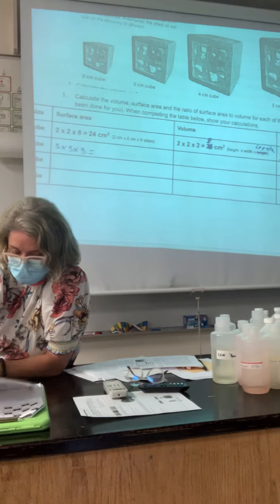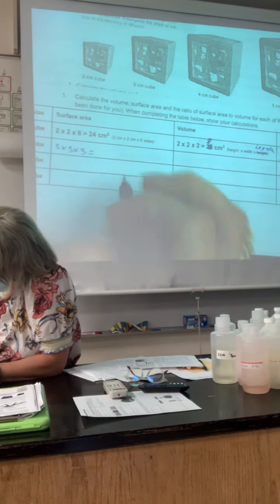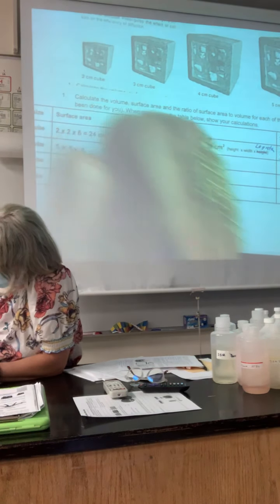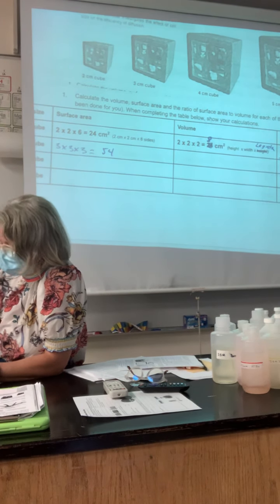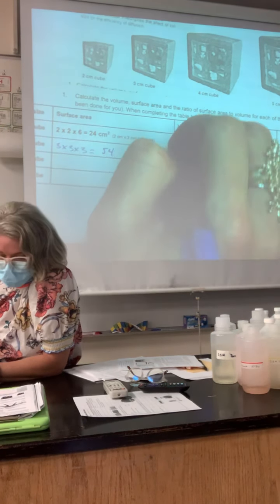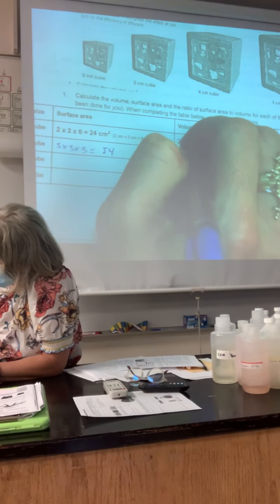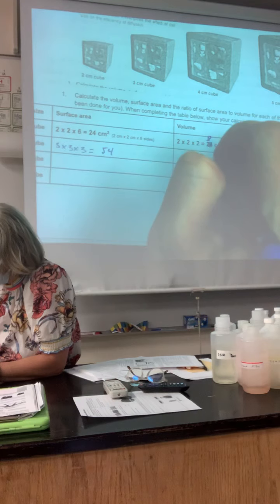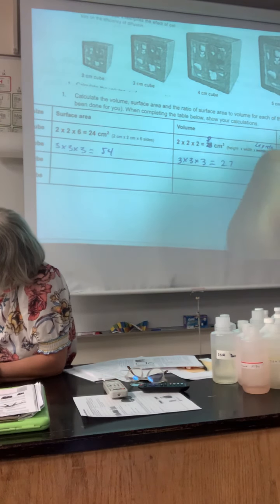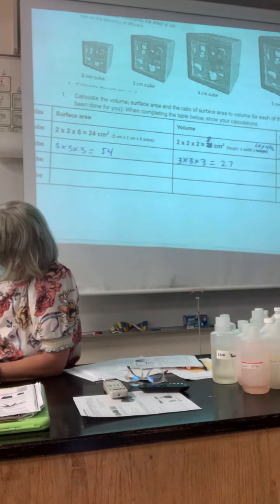54. 54 for that one. And the units for that are centimeters cubed. Feel free to write those in. Numbers in science always have units. What did you get for your volume here? Everybody yell out what they got. It's okay if you're wrong, yell something. 27. Now that brings us to 54 to 27 for our ratio.